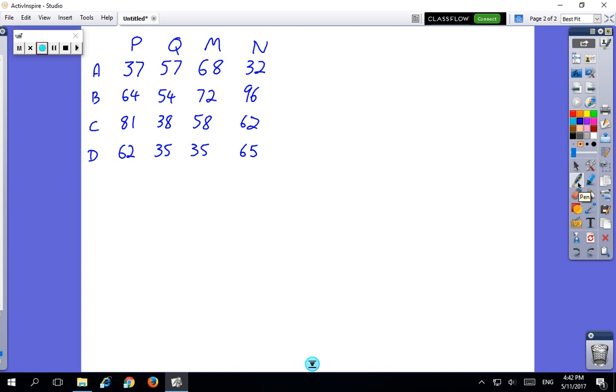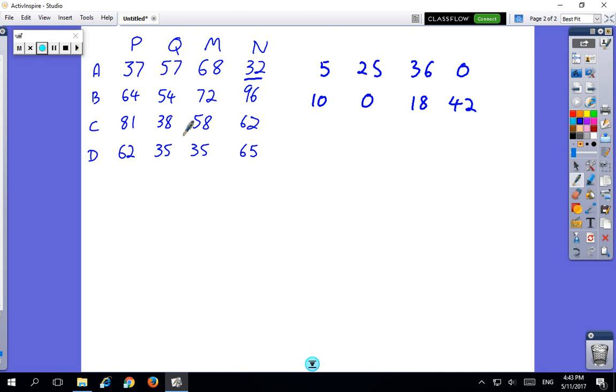Alright, so 32 is the smallest number in the first row, so we take 32 away from everything, and that would make 5, 25, 36, and 0. In the next one, 54 is the smallest, so we take 54 away from everything, we get 10, 0, 18, and 42.